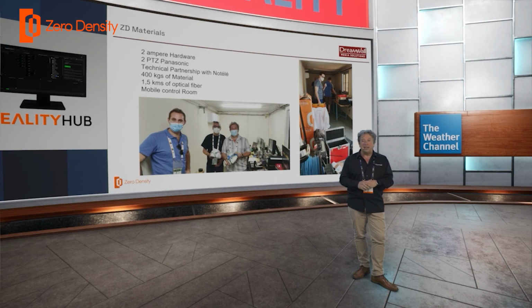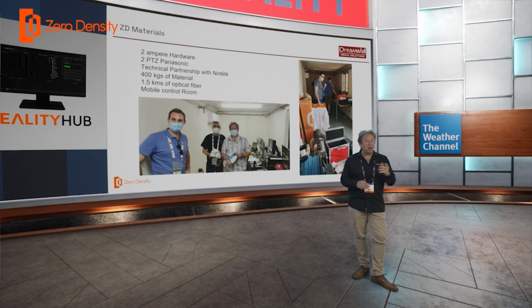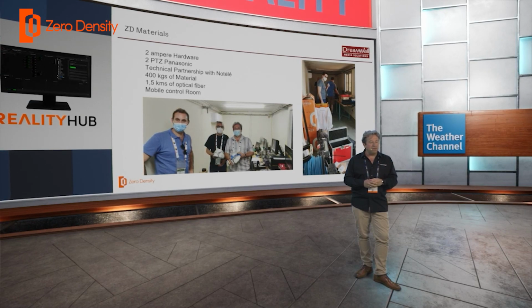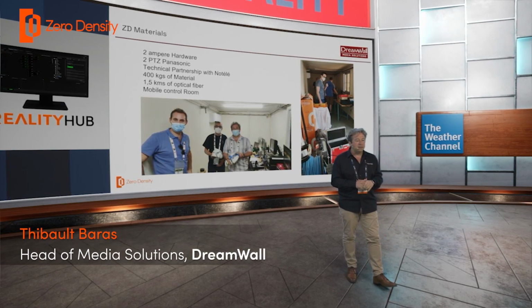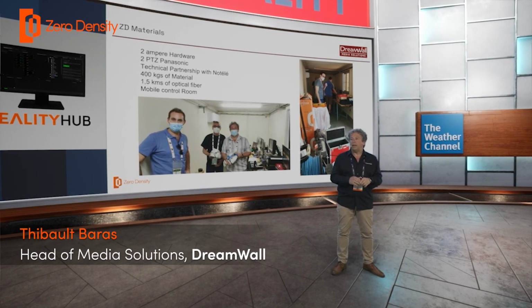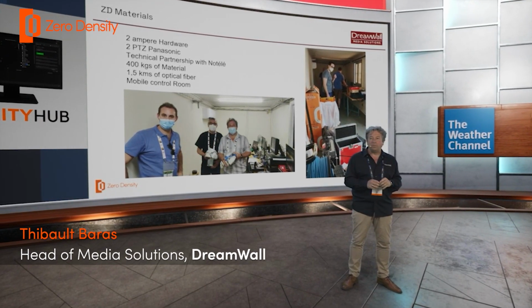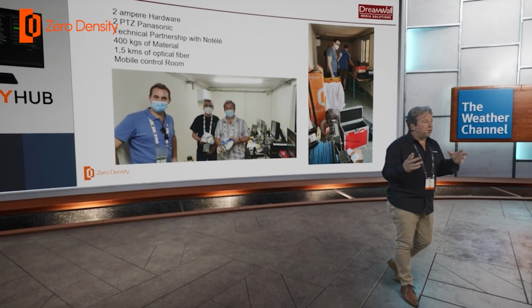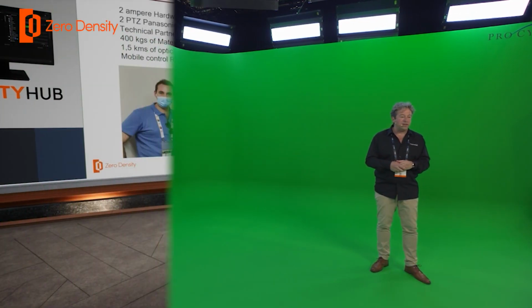And regarding the needed material, what we did was: we had 2 Ampere from Zero Density, and the team from Notele, our technical partner, came with 2 PTZ cameras from Panasonic. We sent 400 kilograms of material and 1 kilometer of optical fiber in order to build a control room. So it was also a technical challenge to go to that place and to do it like this.